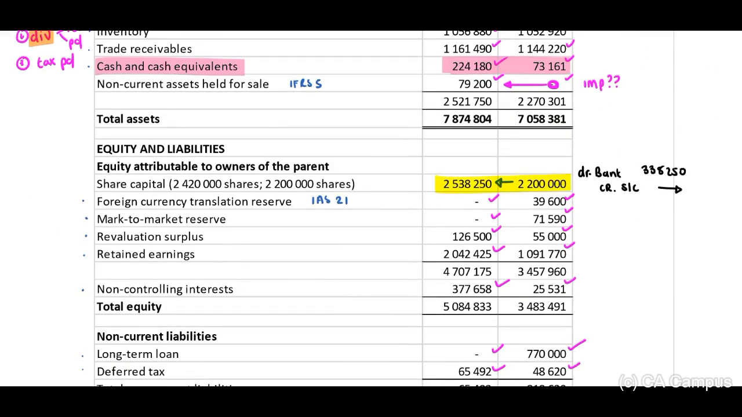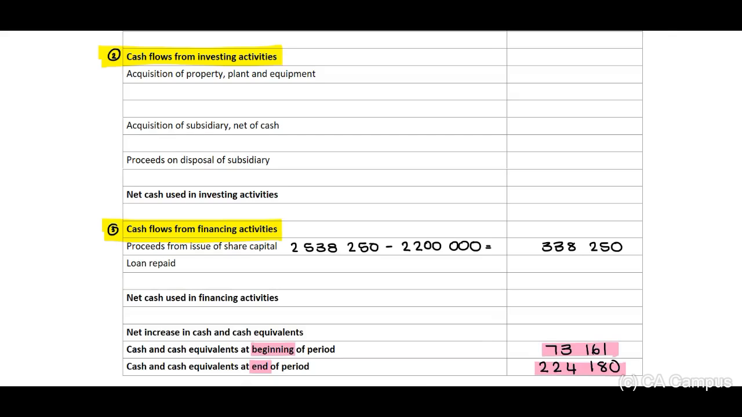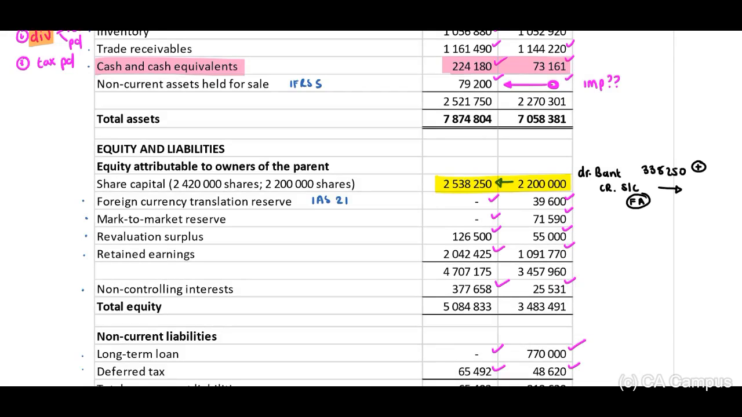Therefore, if you think about your T account, this will be a debit in our bank increase and a credit in our share capital. And what do we need to know? This should be part of our financing activities on the face of our cash flow statement. Therefore, immediately transfer this. It's an easy mark. Proceeds from issue of share capital. I've transferred our calculation. It's an inflow. Include your plus sign. Right. And let's tick off these amounts.